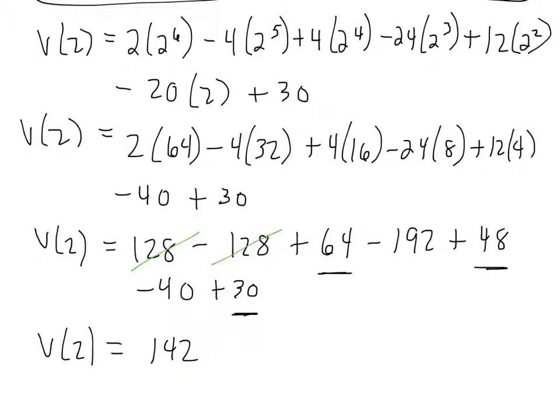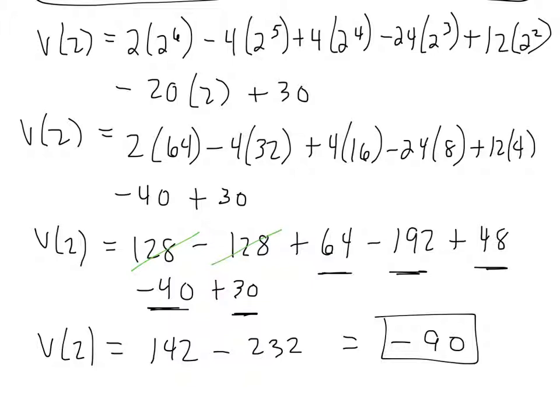Then I have a negative 40, and a negative 192 is negative 232, yielding negative 90. Okay, exactly what we had expected. Why do we expect that it comes out to be negative 90? We expect that because earlier we got a current of 18 and a resistance of negative 5, and 18 times negative 5 is negative 90.